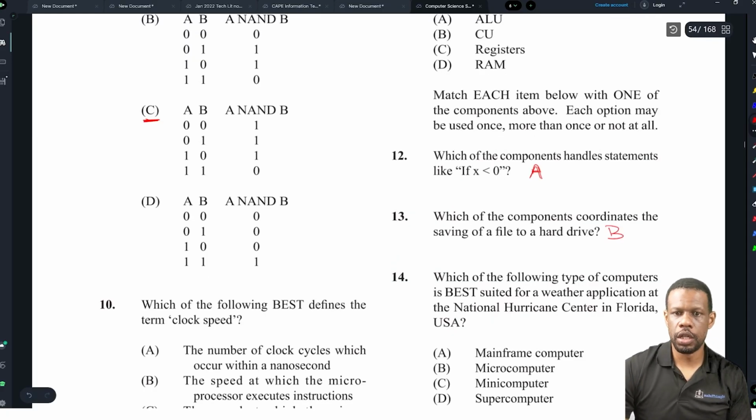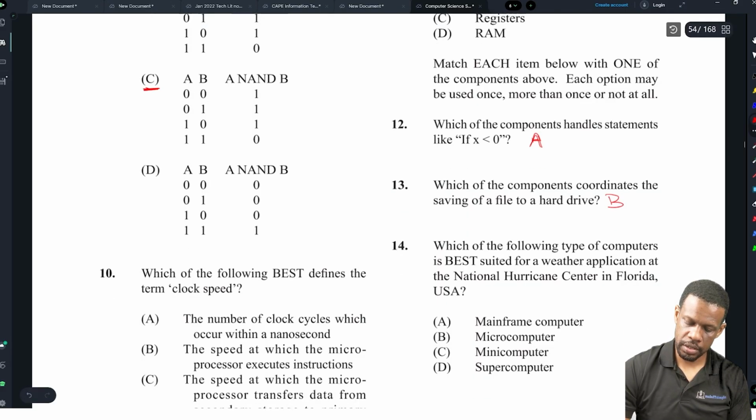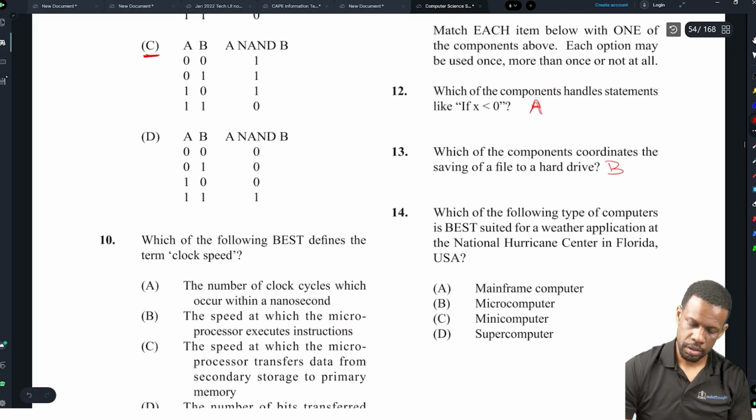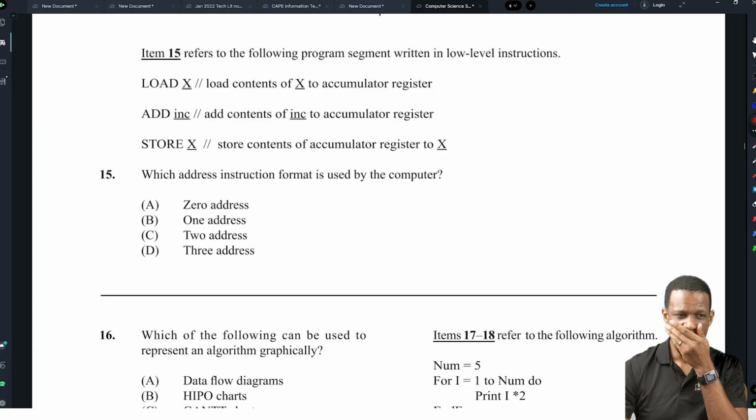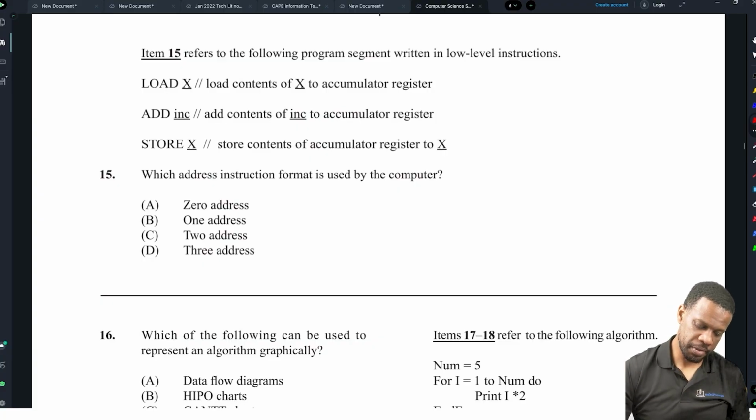Which of the following types of computers is best suited for weather applications at the national level? Weather is supercomputer, because to predict the weather takes a lot of processors, so supercomputer. The following program segment is written in low-level instructions: load X, loads contents into the accumulator; add inc, add the contents to the accumulator; store X. This is a repeated one, I believe. I've seen this one before somewhere.